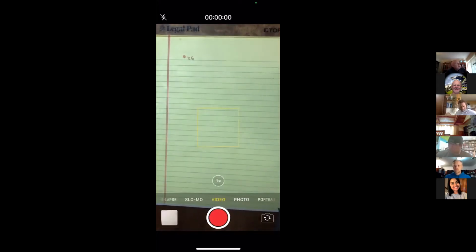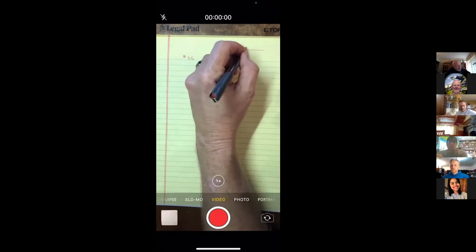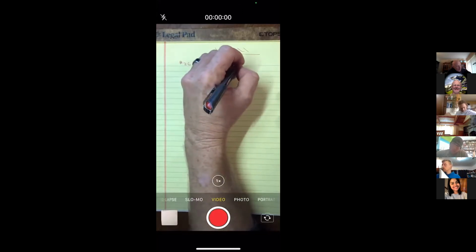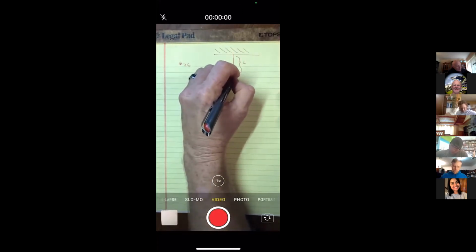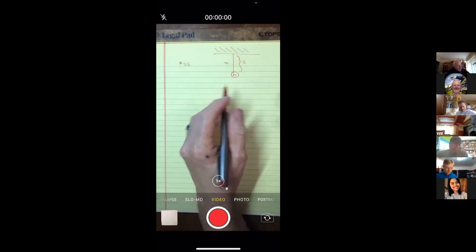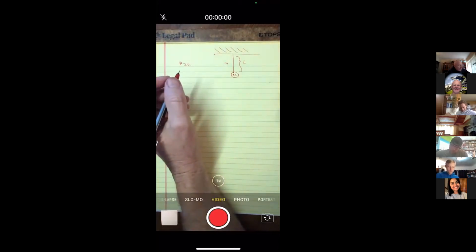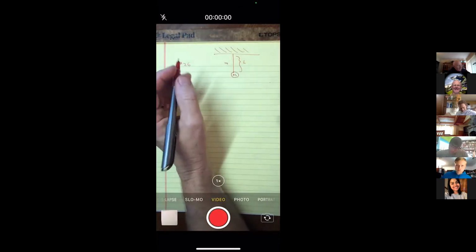It says a simple pendulum consists of a ball of mass capital M hanging from a uniform string of mass little m and of length L, with little m much less than capital M. Okay, so if I was drawing a picture, I'd start this way. Here's the string of length L, and it's got an object of mass capital M. And they're saying you can pretty much ignore the mass of the string in terms of this problem.